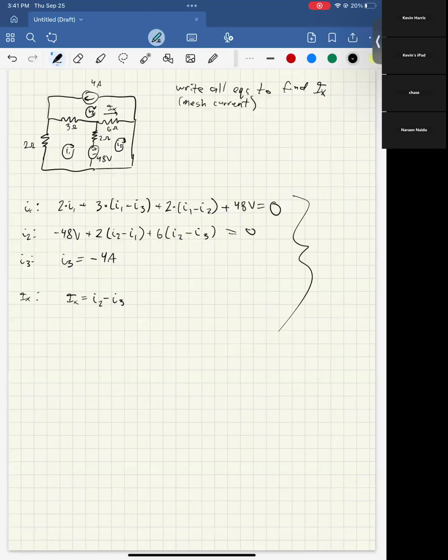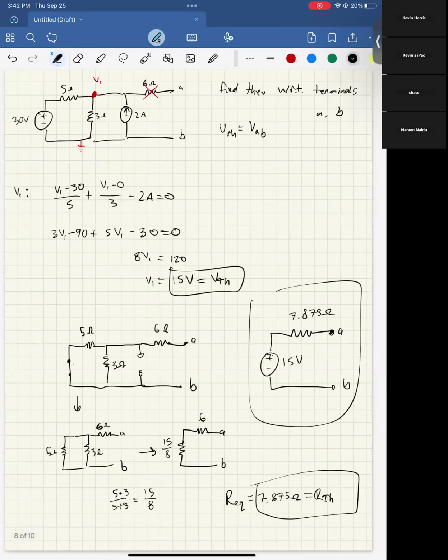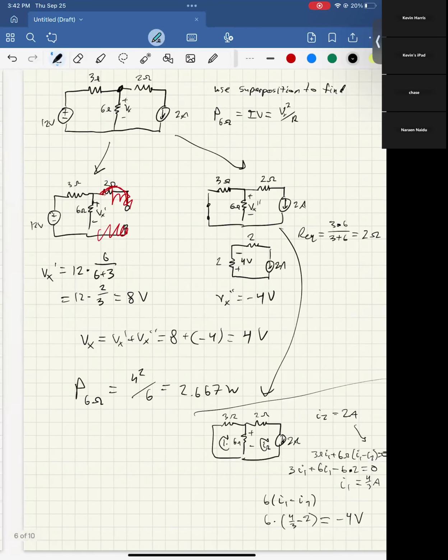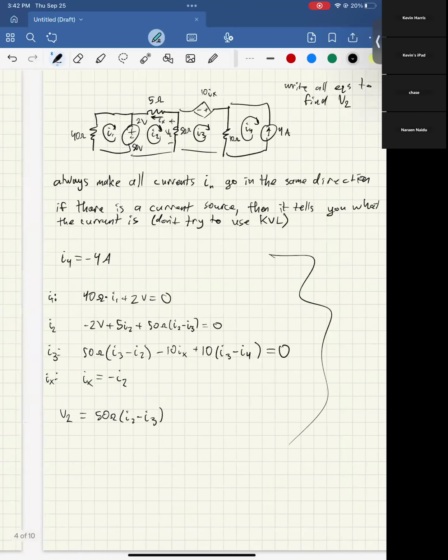If you were to plug all those in to your favorite equation solver, then that would give you your Ix. And yeah, hopefully that's good. Hopefully you guys understood and can implement this on your quiz tomorrow.